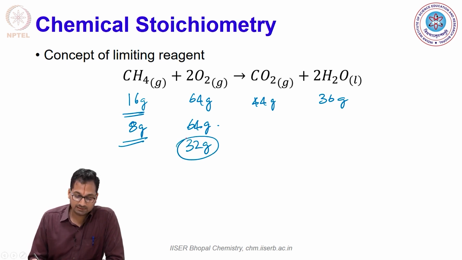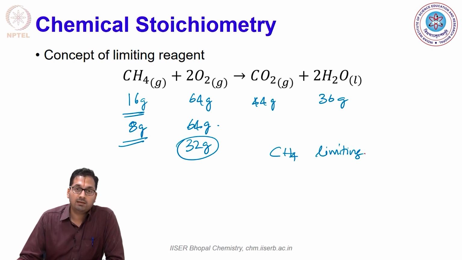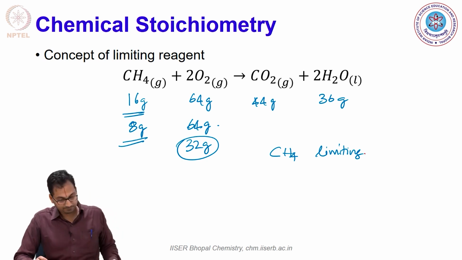So, basically this is a reaction where methane appears to be the limiting reagent. What do we mean by that? We mean that since the amount of methane is less, it limits the reaction from going any further, although oxygen is present in excess. So, this is an example where the reagents are not given in stoichiometric ratios, resulting in one reagent being in excess.